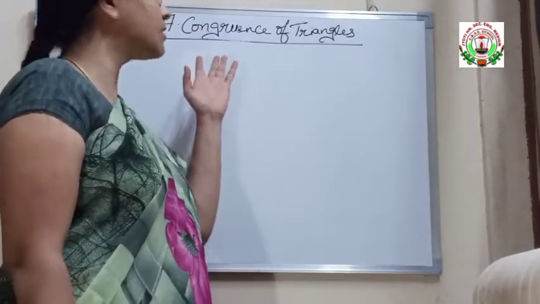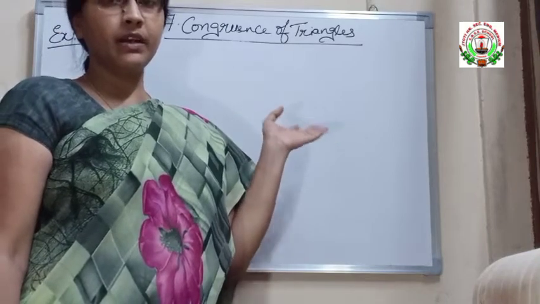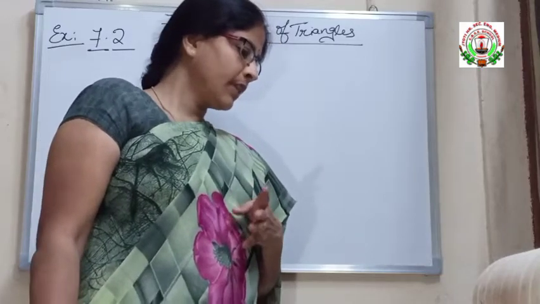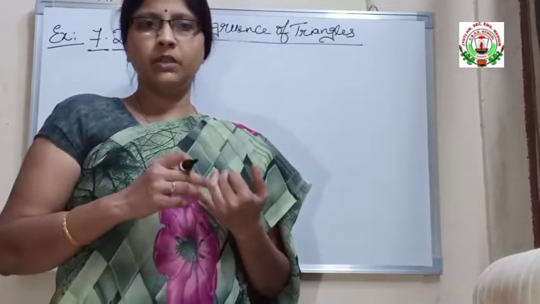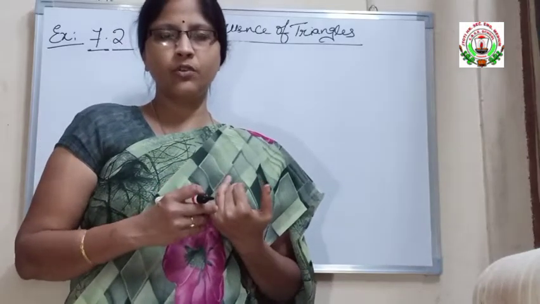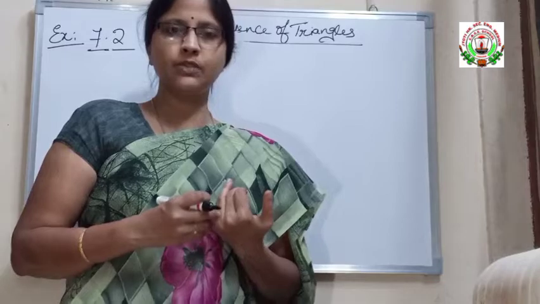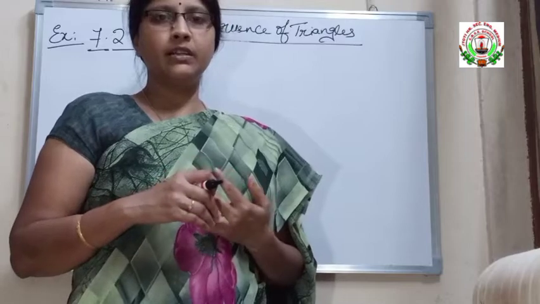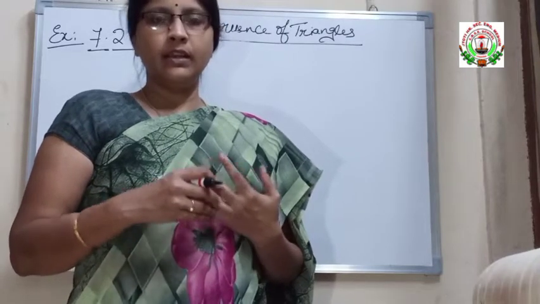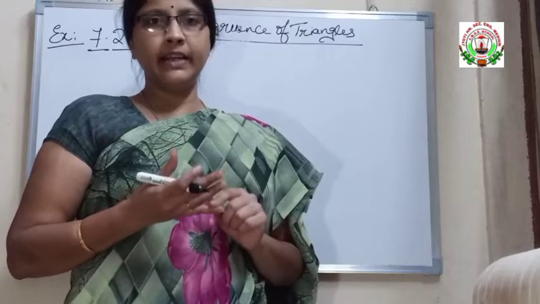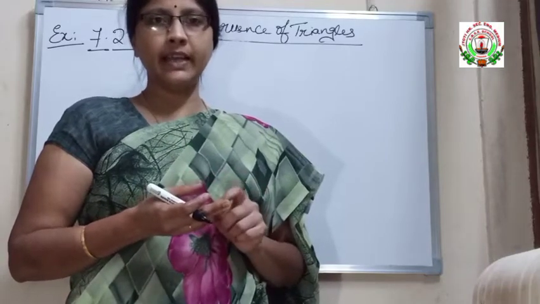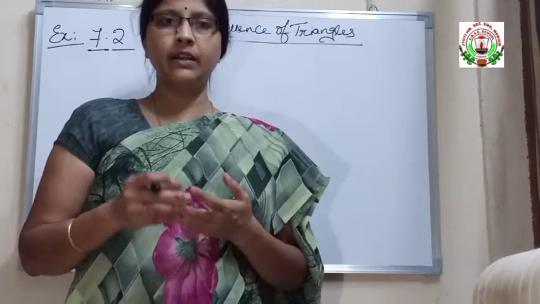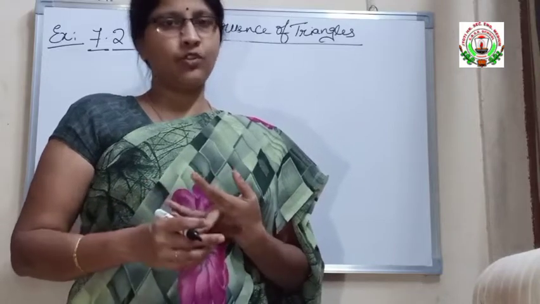Continuing with our 7th chapter, that is congruence of triangles. We have completed our exercise 7.1 and 7.2, 4 questions. In this chapter we have learnt the meaning of congruence. That is, things which are having identical shape and size are called congruent to each other. Next we have learnt the criteria for congruency for triangles, that is side side side congruency, next angle side angle congruency, next side angle side congruency, and the fourth one, right angle hypotenuse side congruency.